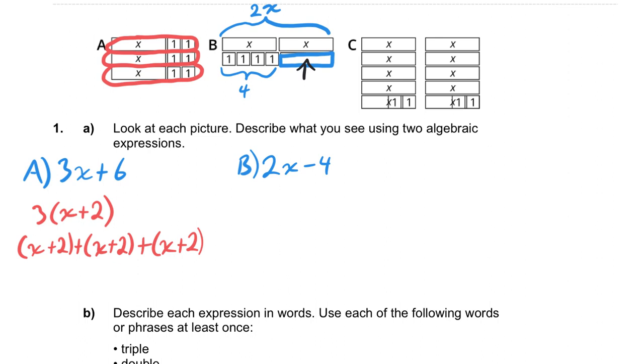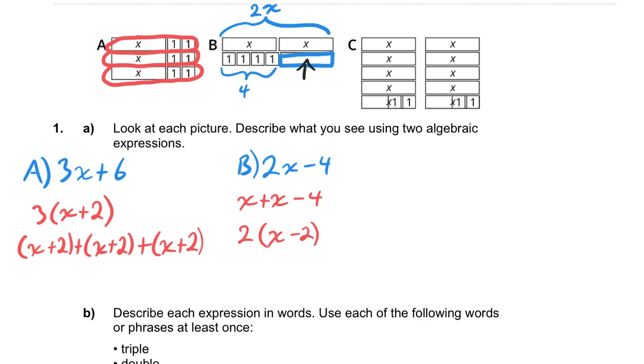Another way I can describe it is I can just say, well, we have 2 x's, which is just an x plus another x, and then we're taking away 4. Or another way I could say it is we have 2 groups of x minus 2.